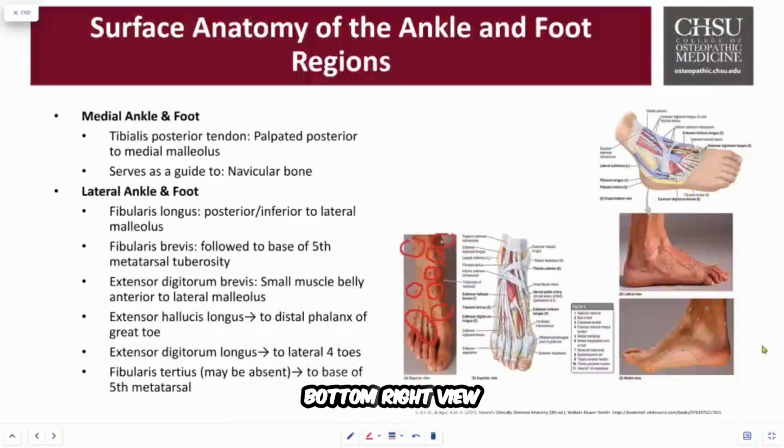Over here in the bottom right view, you can see the medial versus lateral view. Again, the 4 represents the extensor hallucis longus tendons. Number 7 would be the navicular tuberosity. Number 8 would be the sustentaculum tali. Number 10 will be the tibialis posterior tendon. Number 9 will be the tibialis anterior tendon. And number 11 will be the head of the first metatarsal.